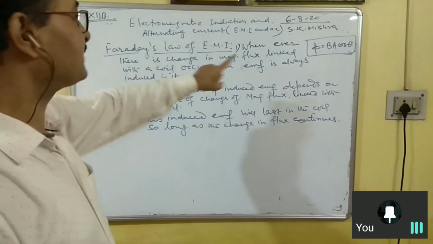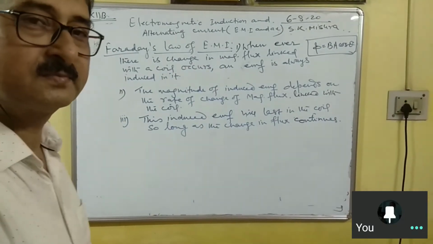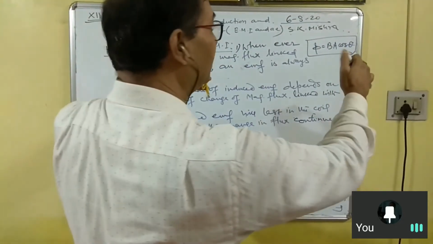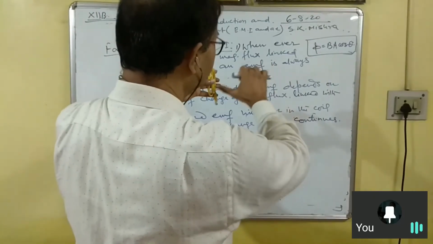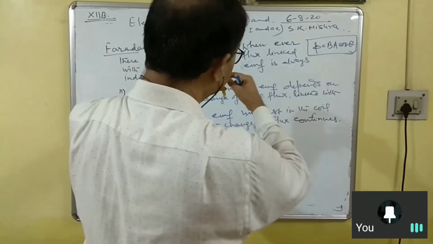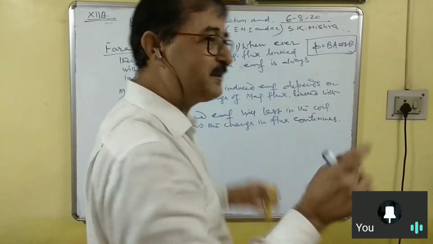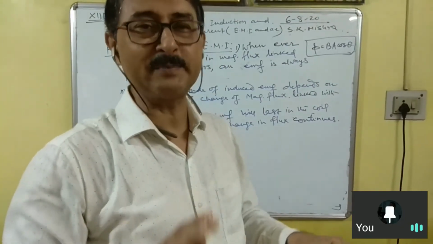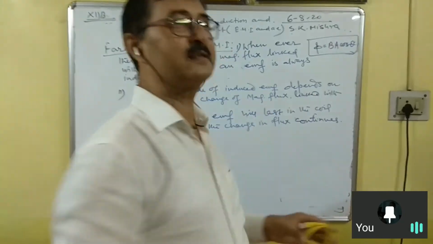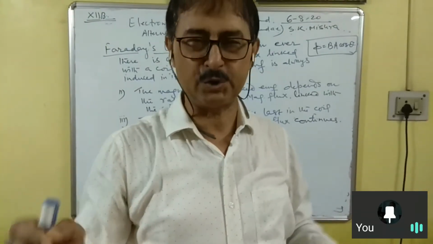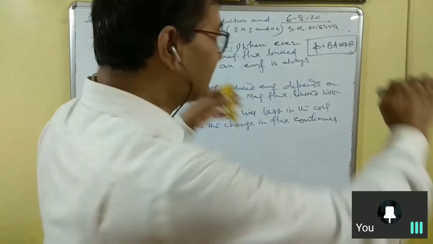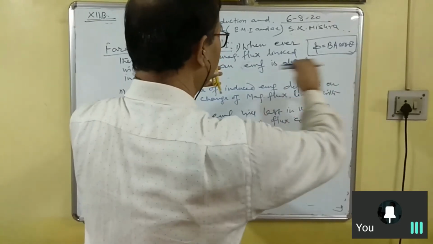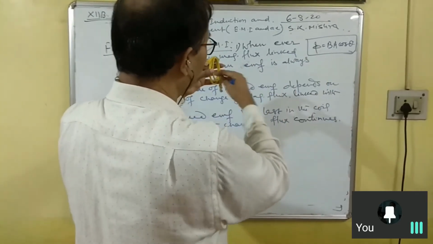So whenever there is a change in magnetic flux linked with a coil, what does it mean? When you bring a magnet towards the coil, the magnetic field of this bar magnet keeps on increasing here because the distance of the pole from the center is decreasing. The magnetic field due to a magnet goes something like 1 by 4 pi epsilon naught, m by r cube. So if you decrease the distance of the magnet from the center of the coil, the magnetic field of the magnet will keep on increasing here.